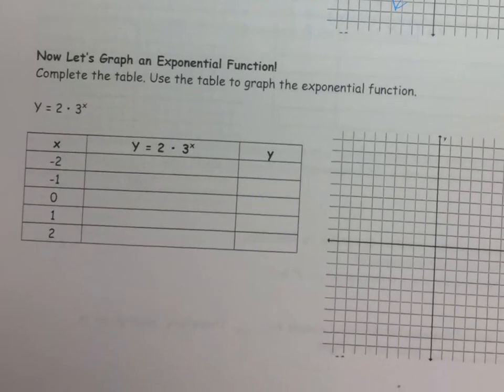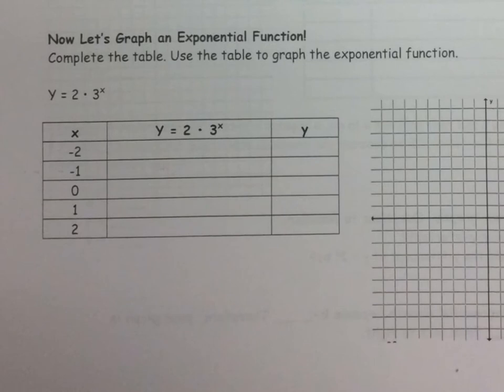If you need time, pause the video, write it down. So this is an exponential function. Again, you can do the same thing, plug it in. So 2 times 3 to the negative 2. My laws of exponents tell me that's the same as 2 times 1 over 3 squared, which is 9. So that's 2 over 9.